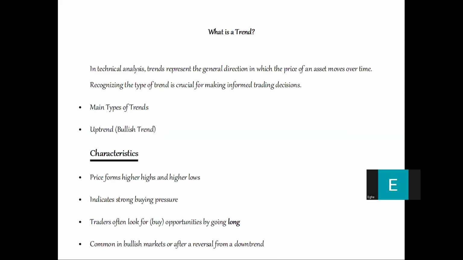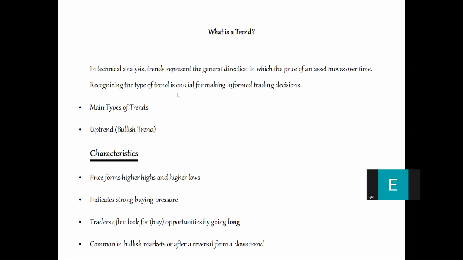Then we now have to talk about what a trend is. We'll be talking about trend. You need to know what a trend is all about. In technical analysis, a trend represents the general direction in which the price of an asset moves over time.